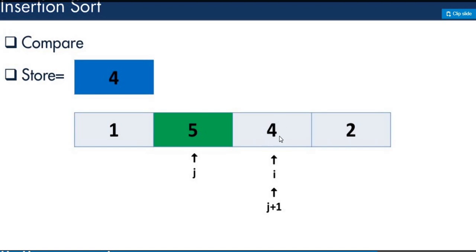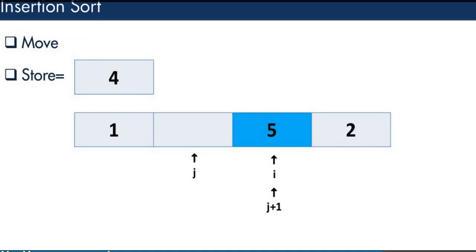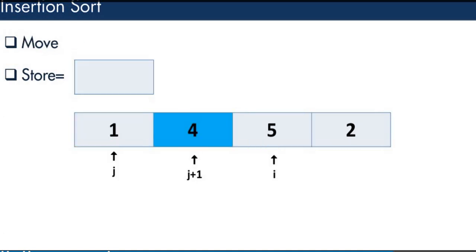Since 4 is greater than 1 and 4 is smaller than 5, it will be placed in between 1 and 5 here. So in the next step you can see here that the elements are 1, 4 and 5.